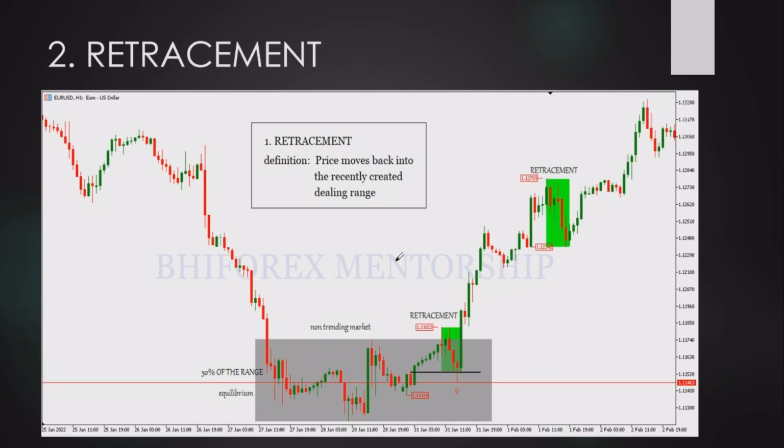So the second one we want to look at is retracement. What does it mean when price retraces? It's the same, but now price isn't leaving your equilibrium, but price is moving into or going towards equilibrium after creating a range. So from the definition we have here, price moves back into the recently created dealing range.